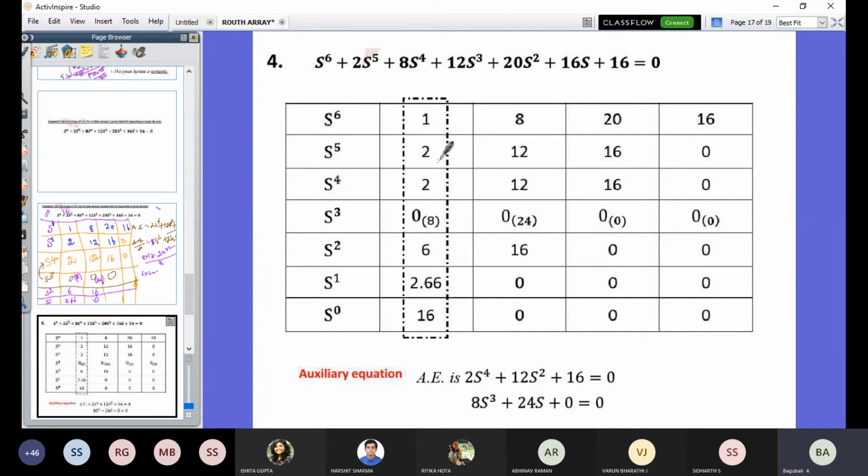So decide yourself. First column here, you can see, is there any sign change? Is there any sign change in the first column? No, sir. No sign changes. It means that there are no roots located in the right half of the S plane. Is it clear? Are you able to understand? There are no roots located in the right half of the S plane.